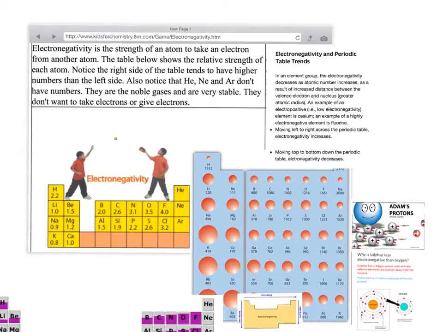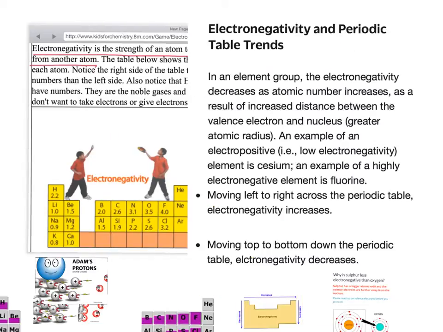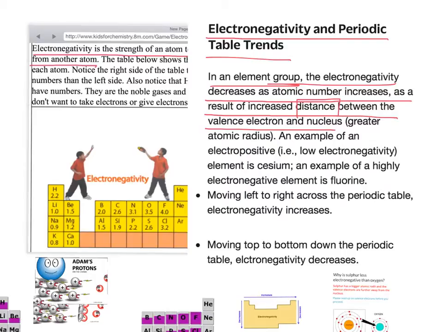Okay, so what else do we need to write down? We have our definition. We have electronegativity labeled on our blank periodic tables. Following the Cornell note format, we can write down on the left-hand side electronegativity and periodic table trends. On your right-hand side, we can write in an element group, the electronegativity decreases as atomic number increases as a result of increased distance between the valence electron and nucleus. Moving left to right across the periodic table, electronegativity increases. Moving top to bottom down the periodic table, electronegativity decreases. So this is our trend.